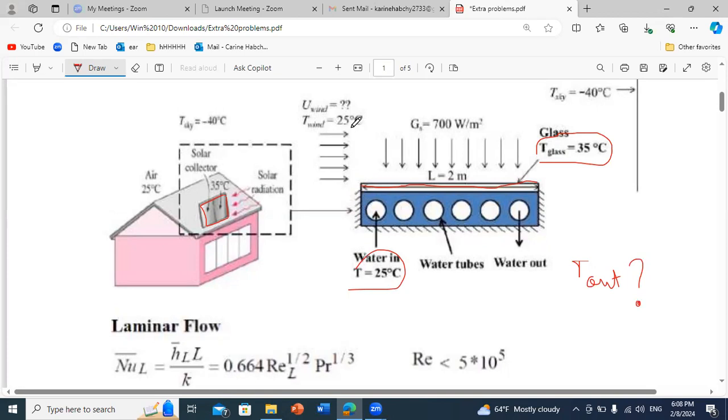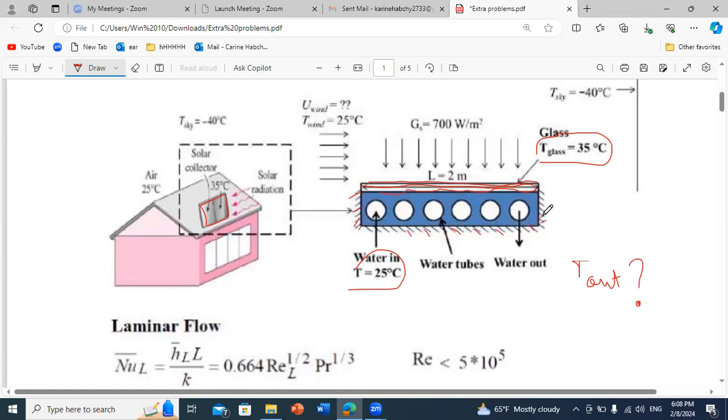Plus, we know that the solar collector is exchanging heat through the glass cover only, because they told us that it's well insulated from all sides. So here, this is the symbol of good insulation. So we don't have heat dissipation through these walls.